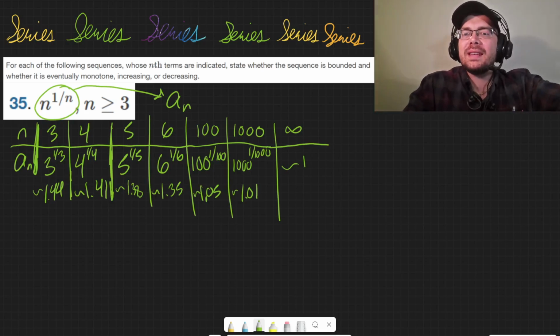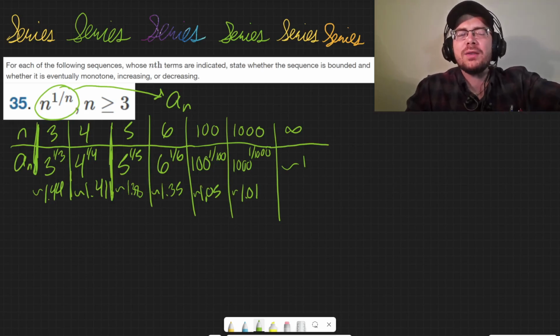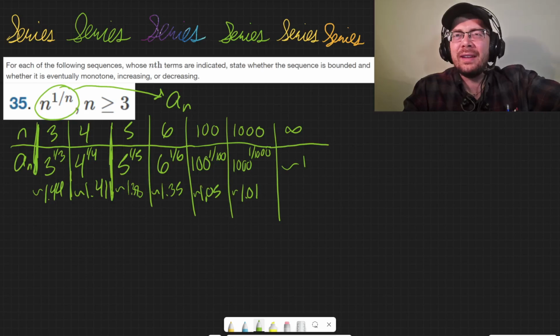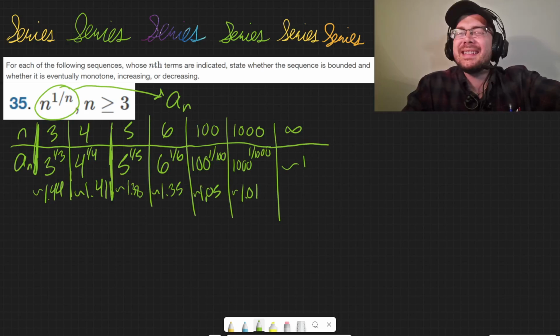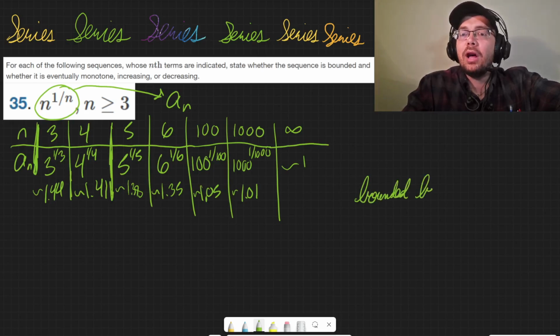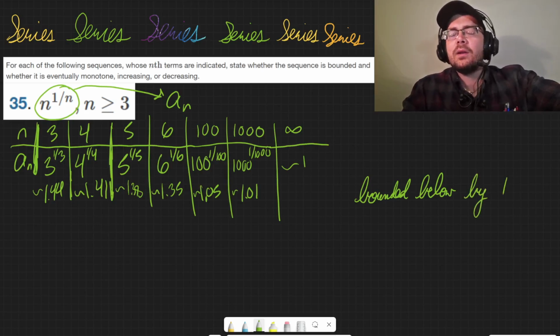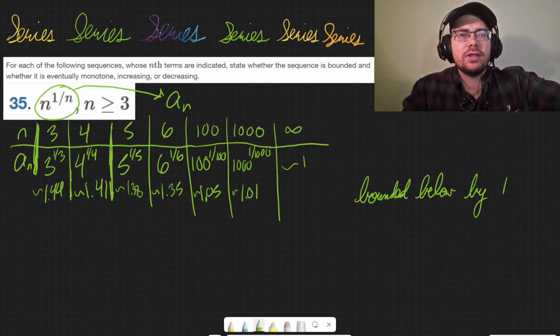We would say it's definitely bounded below by 1. And it'll never actually reach 1, because 1 times itself an infinite number of times is still 1. So we would say it's bounded below by 1 because it's got that horizontal asymptote at 1, basically. So we would say it's bounded below by 1. And it would never actually reach that 1 value.